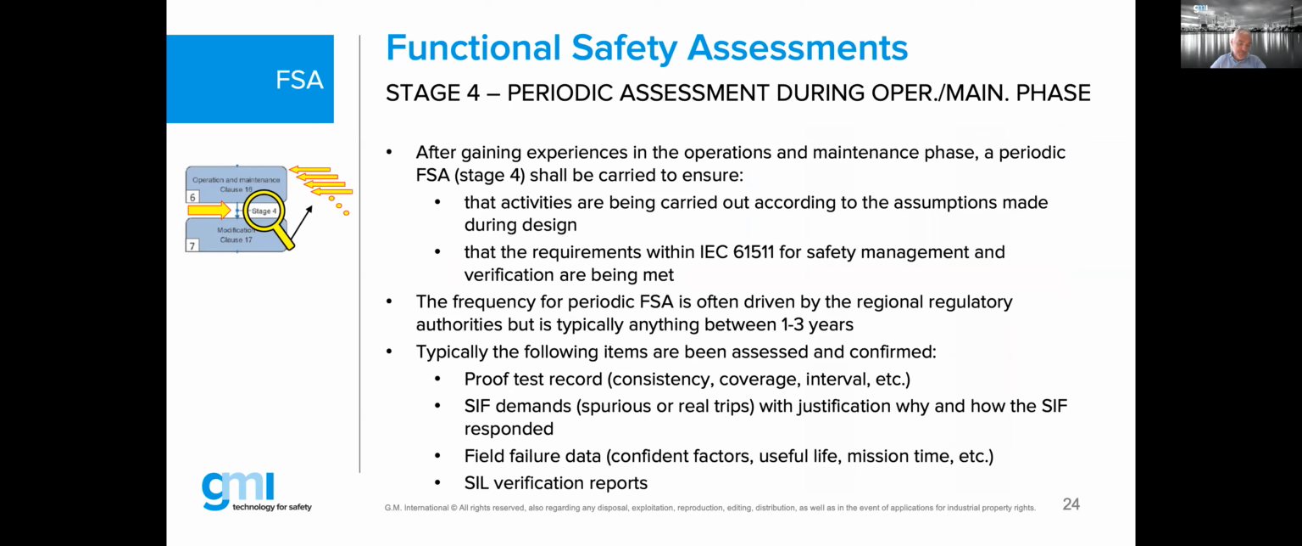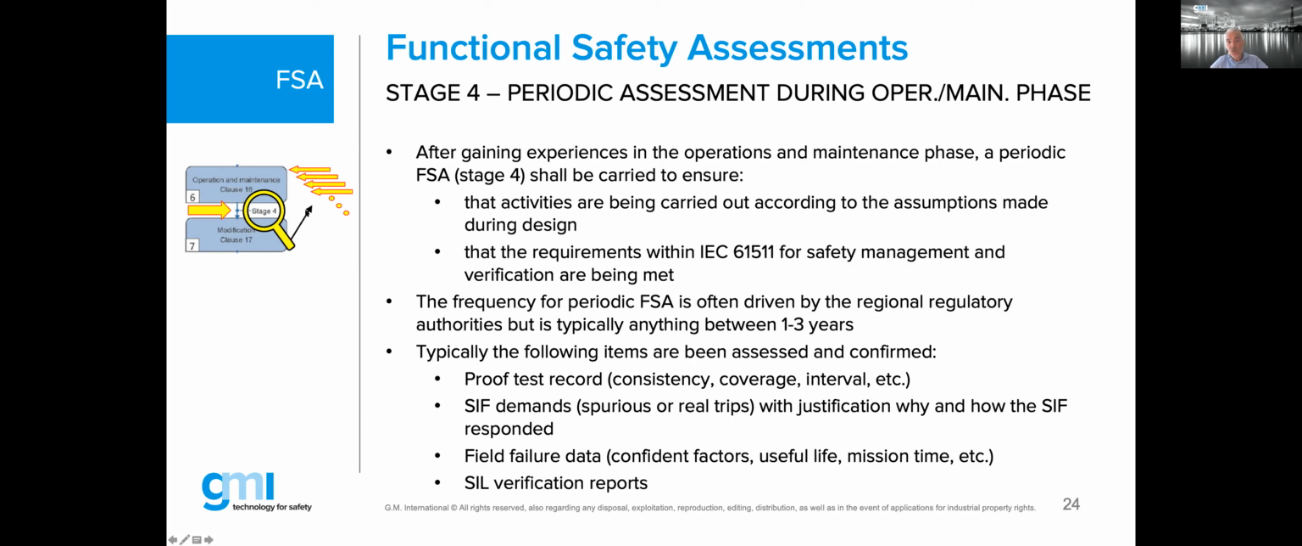Stage number 4. Stage number 4 is completely new in 2016, edition 2, of 61511, or for the US ISA 61511, 2018. Stage 4, a periodic assessment during the operation and maintenance phase, is now normatively required, which mainly affects the end user or operating company. The purpose is the following. After gaining experience in the behavior of your SIS during your operation and maintenance phase, a periodic functional safety assessment, known as stage 4, which is shown over here between phase 6 and 7, but actually I copied it.